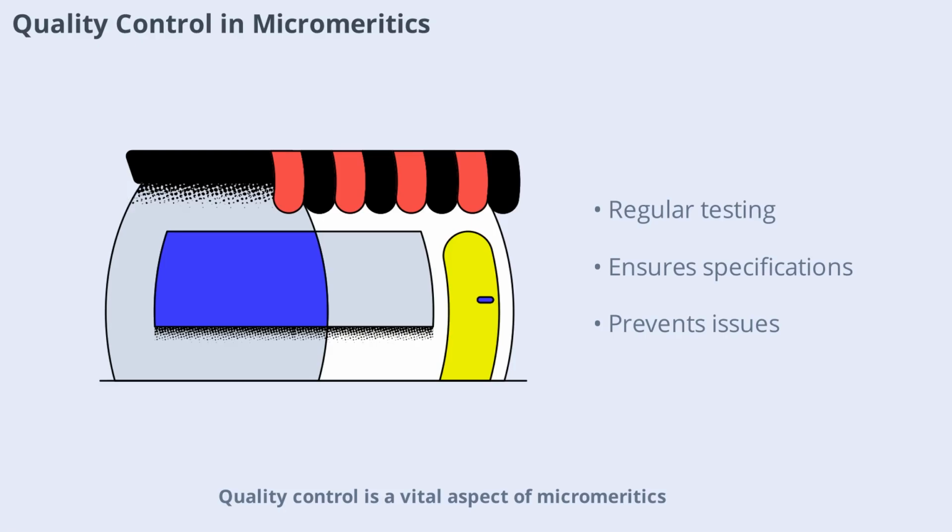Quality control is a vital aspect of micromeritics. Regular testing of particle size, density, flow properties, and moisture content ensures that powders meet the required specifications. Consistent quality control helps prevent manufacturing issues and ensures the safety and efficacy of the final product.